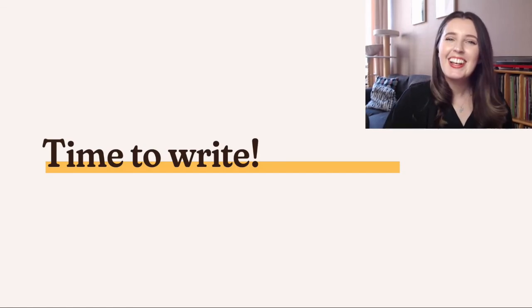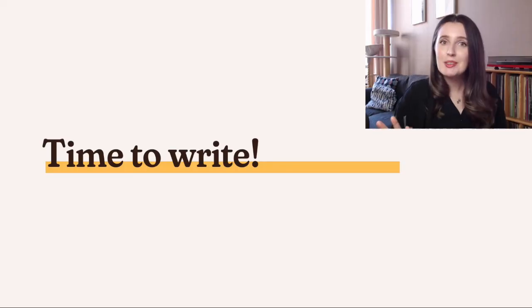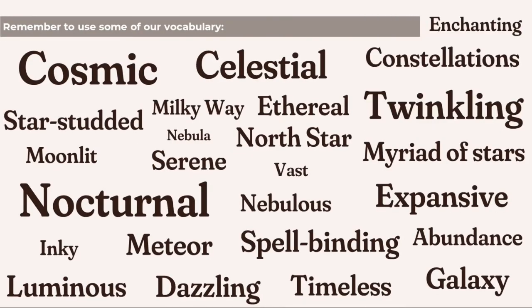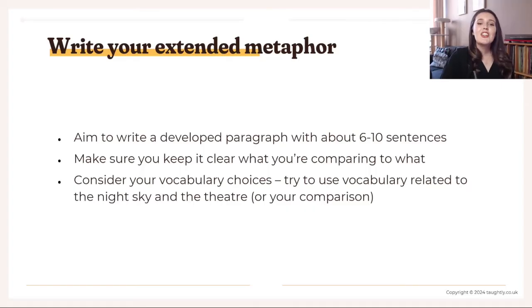Don't cheat, you have to do this or you won't remember. You need the practice, right? So remember that we've got these bits of vocabulary right here. Do try to use some of these in your description. Everyone is doing the night sky, so these pieces of vocabulary are relevant for everyone, no matter what your extended metaphor is. You should aim to write a developed paragraph. I think about 6 to 10 sentences would be ideal.